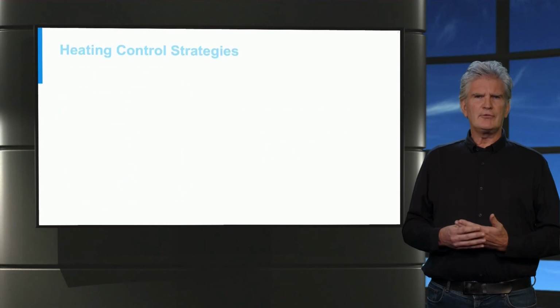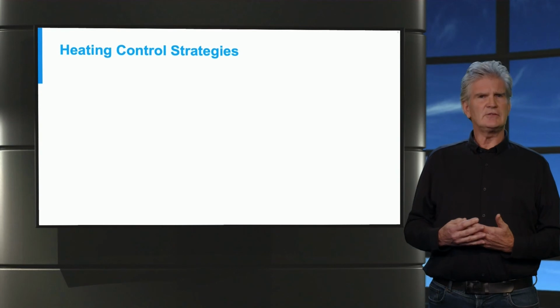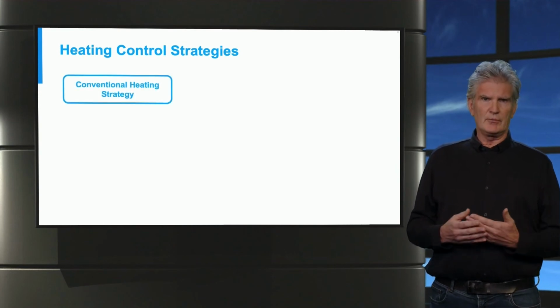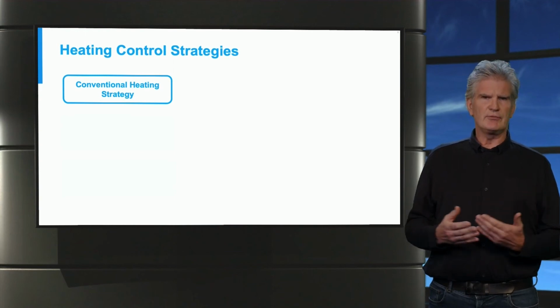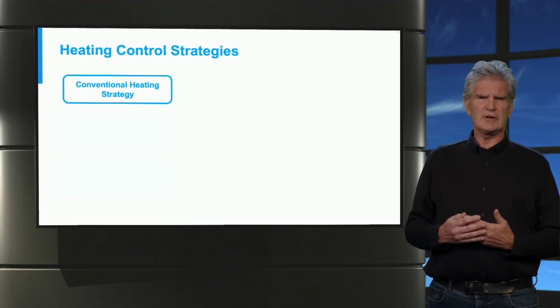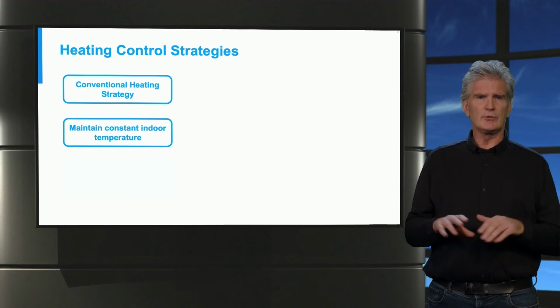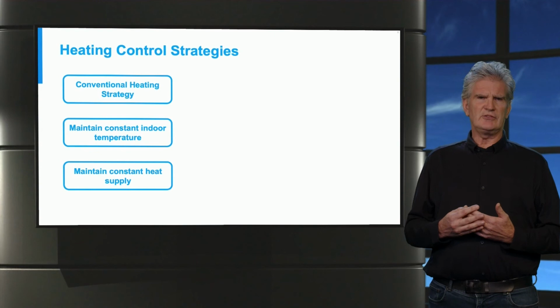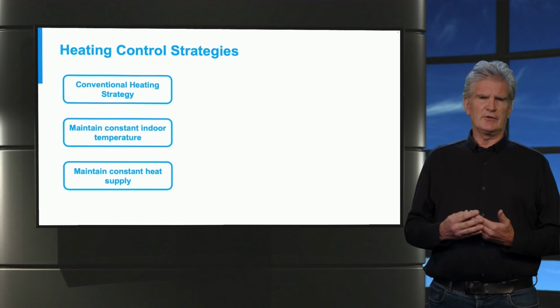Now let's compare a few different heating control strategies and see how these influence the fluctuation of the heating demand and the temperatures. First, we have the conventional strategy that we discussed before. Then there's a strategy where we maintain a constant indoor temperature. And thirdly, we look at an ultimate peak shaving strategy where the heating power is constant over the day.